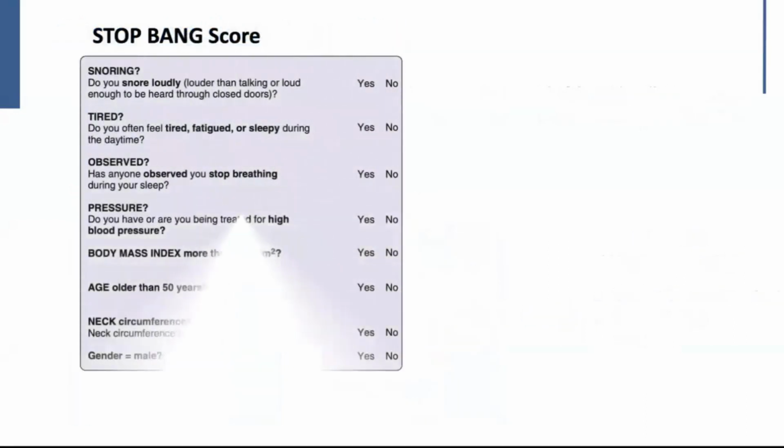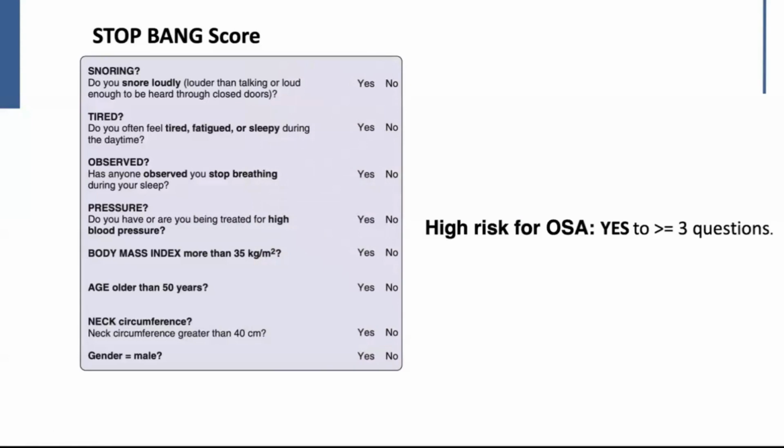Now, the STOP-Bang score, as the mnemonic says, has 8 variables. First are snoring, tiredness, observed apneas, and blood pressure. The other variables include BMI more than 35 kg per meter square, age more than 50 years, neck circumference more than 40 centimeters, and male gender. If 3 or more variables are present, then the patient has a high risk for OSA, and the patient can be further diagnosed for OSA using polysomnography.